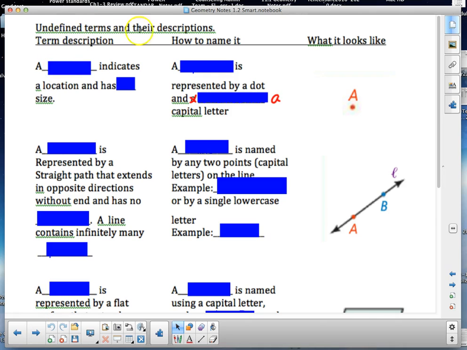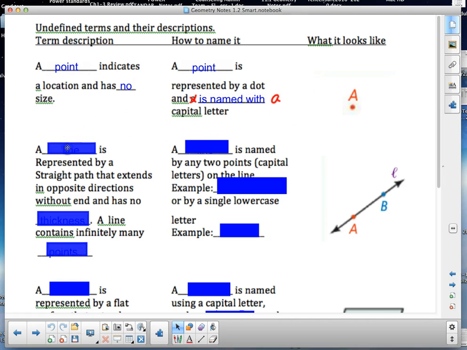We've got defined terms and their descriptions. The term description: a point indicates a location and has no size. So to name it, a point is represented by a dot and is named with a capital letter. I think you might have to make a correction on your notes here. But look at this point. It has no size, but it has a capital letter as its name. And it's very structured. It's got to be a capital letter.